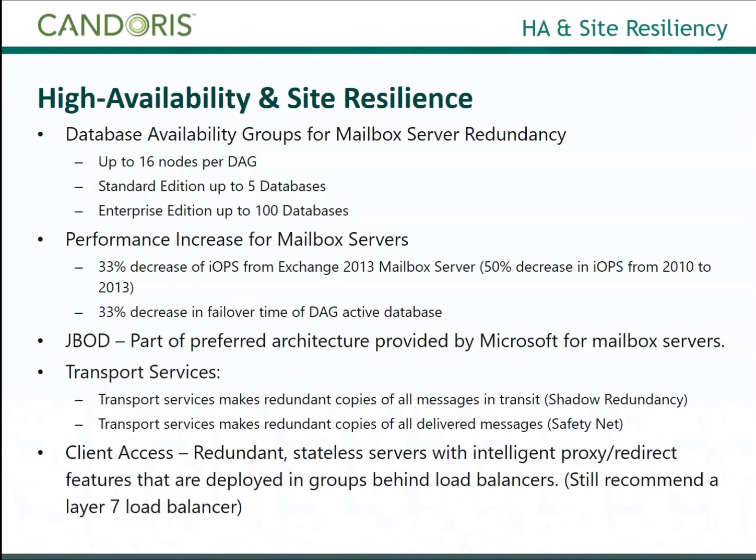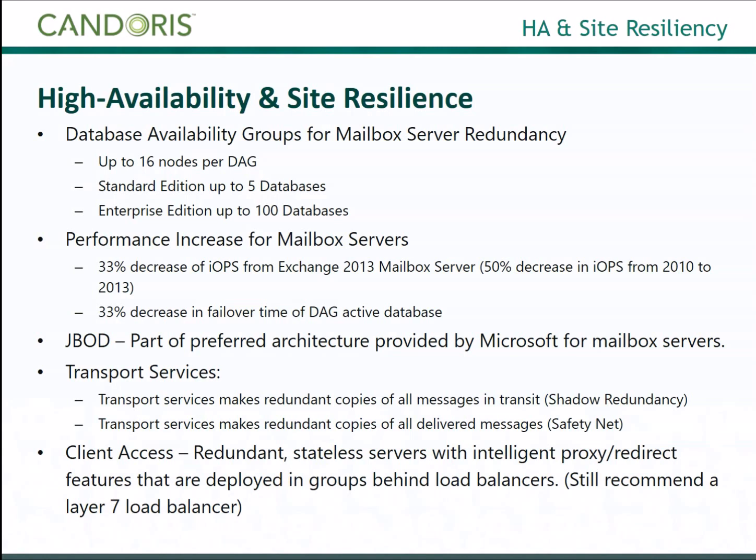Exchange 2016 continues to expand on the recent improvements to high availability and site resilience in recent Exchange versions. Database availability groups continue to be improved upon and offer an inexpensive way to ensure your mailbox data stays consistent. Up to 16 mailbox servers can participate in a DAG. Microsoft has also made improvements to the mailbox storage IOPS and failover time for DAG nodes. Again, JBOD is a recommended solution when deploying Exchange per the Microsoft recommended architecture.